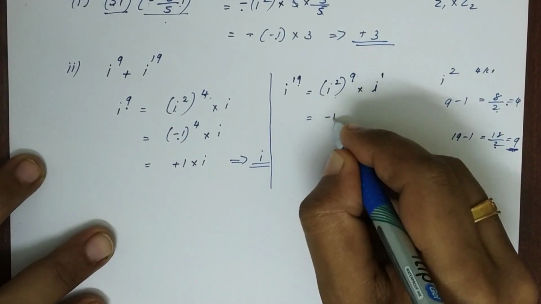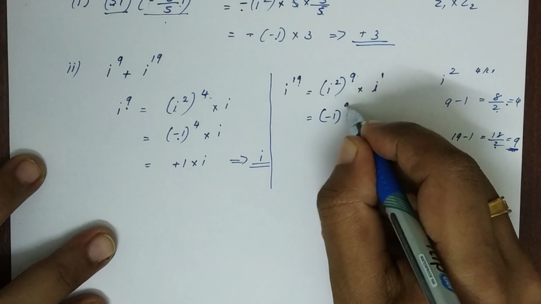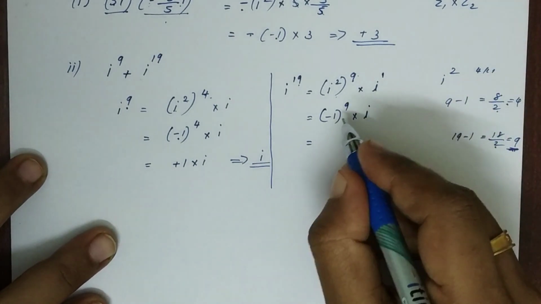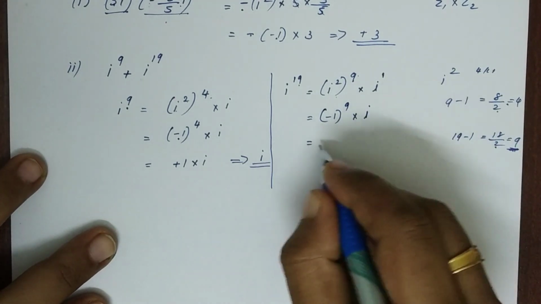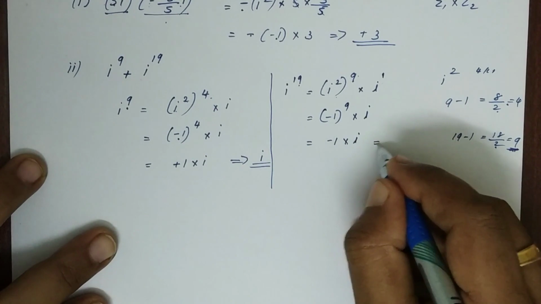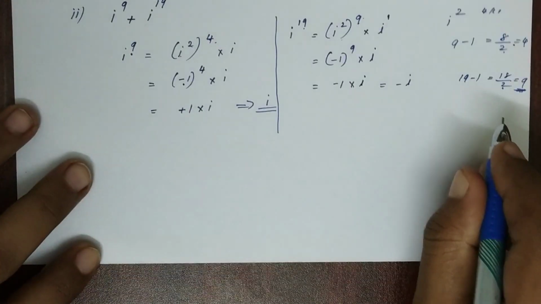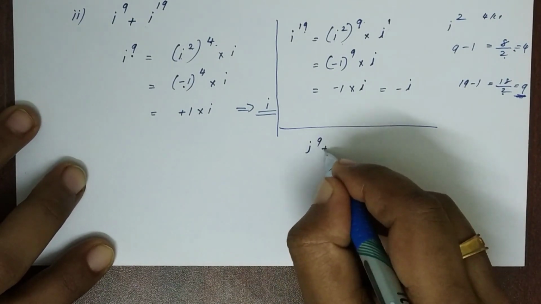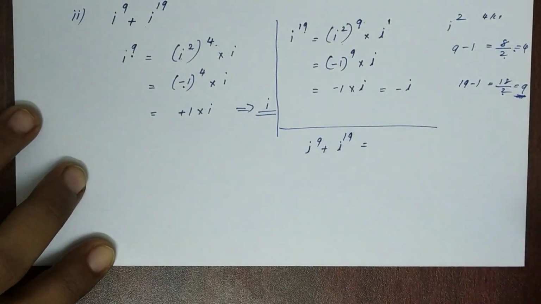So this is equal to i square raised to 9 into i, that is minus 1 raised to 9 into i. Minus 1 raised to an odd power is minus 1, so we get minus 1 into i, that is minus i. Now the question is i raised to 9 plus i raised to 19.